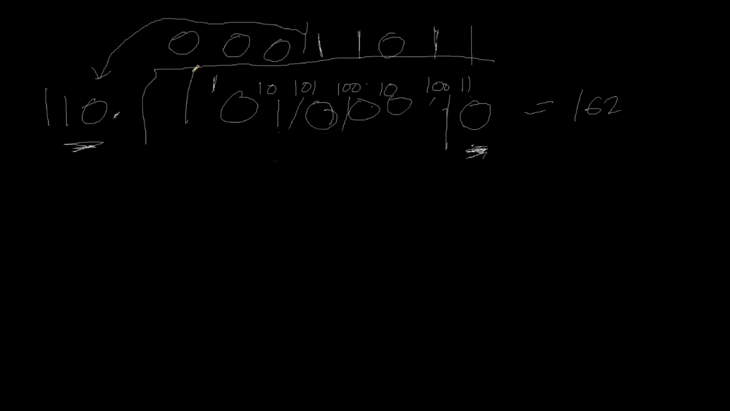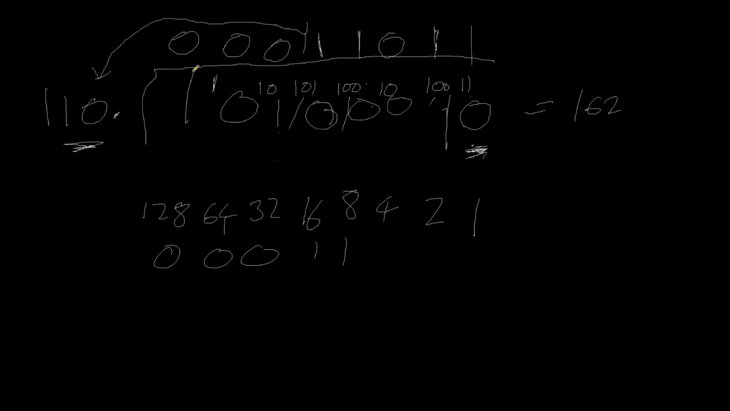So let's add these up. So we know that if we put the binary system back in place of 1, 2, 4, 8, 16, 32, 64, 128. So we've got nothing here, nothing here, nothing here. 1, 1, 0, 1, 1. 16 plus 8 is 24. 2 plus 1 is 3. And 3 plus 24 is 27, which is the correct answer. That is exactly what we wanted.